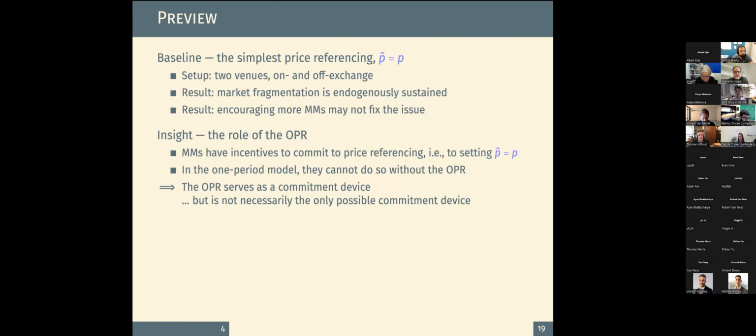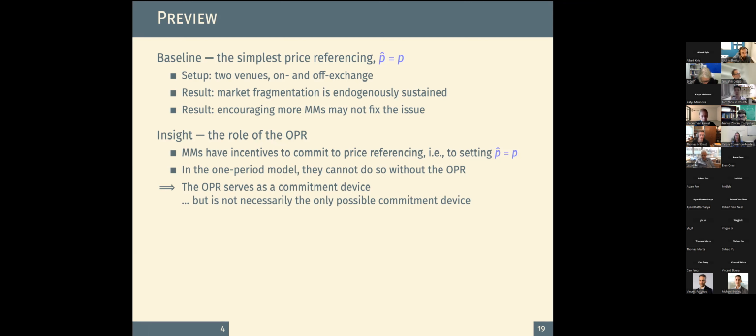So this gives us an insight in terms of the role of the order protection rule from the angle of our model. We basically show that market makers have the incentive to commit to price referencing, for example, to set the P hat exactly to P. In the one-period model of our baseline, they cannot do so without the OPR, because once there is no order protection rule, this one-period model would suggest that the orders off exchange will be charged at infinite prices. Okay? Therefore, essentially, the order protection rule or the no-trade rule is serving as a commitment device for the market makers to refer to the price.